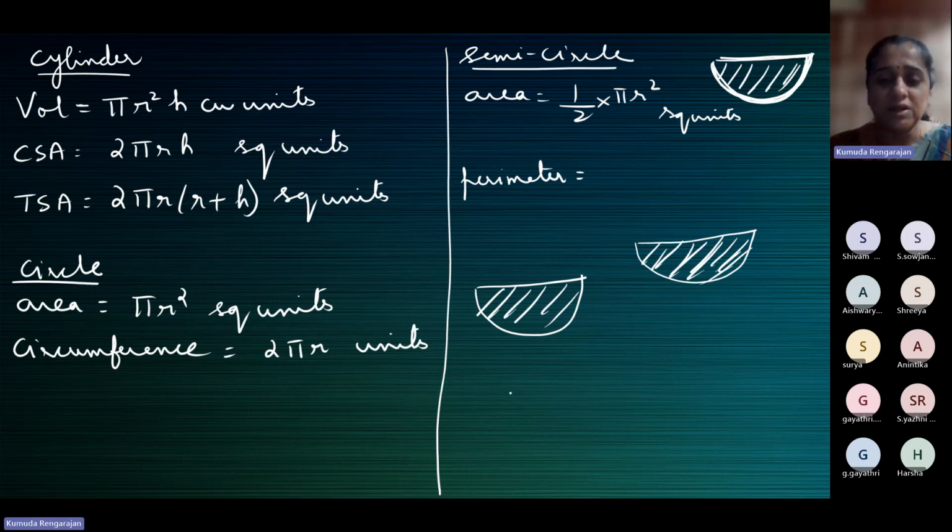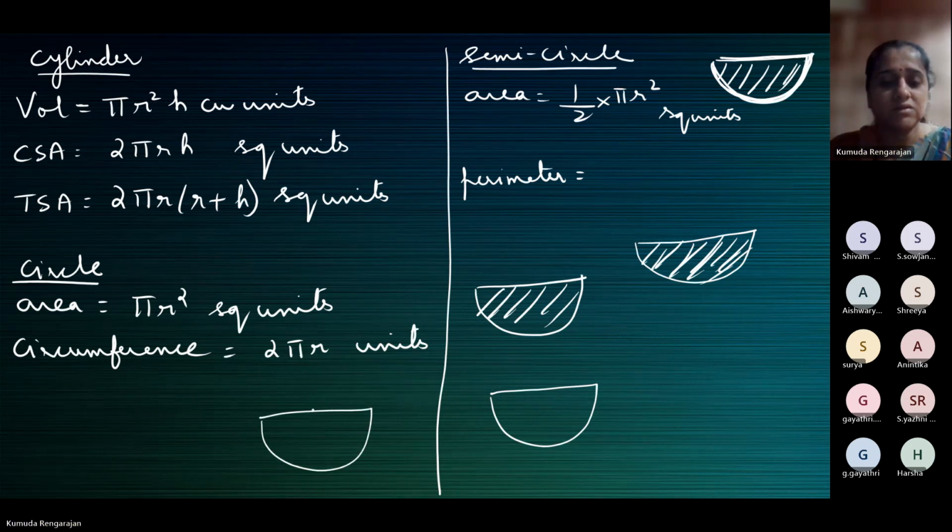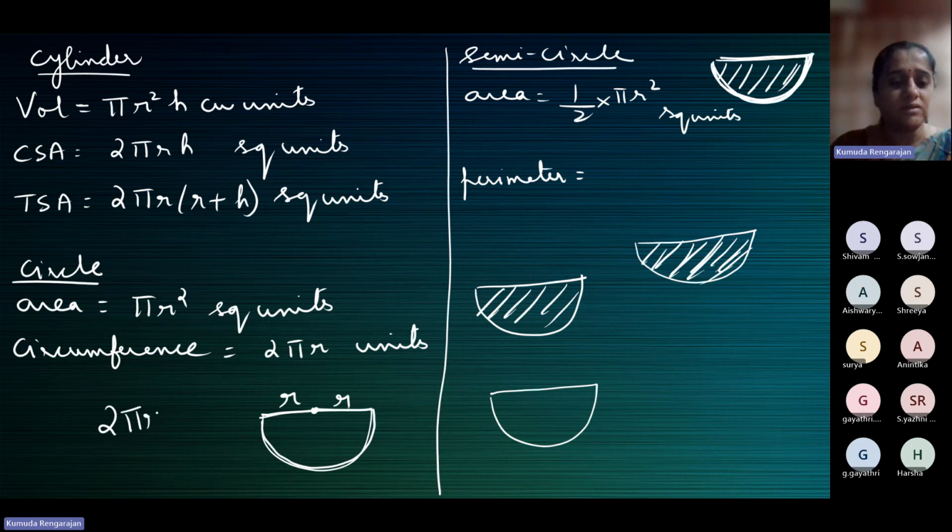The semicircular region is enclosed by the semicircle and the diameter. It is a closed figure. This is the center. This is R, this is R, so the diameter is 2R. The length of the complete circle is 2 pi r. Half of it will be 2 pi r by 2, which is pi r. So if you walk along this arc, the distance is pi r. And then this distance is r plus r, 2r.